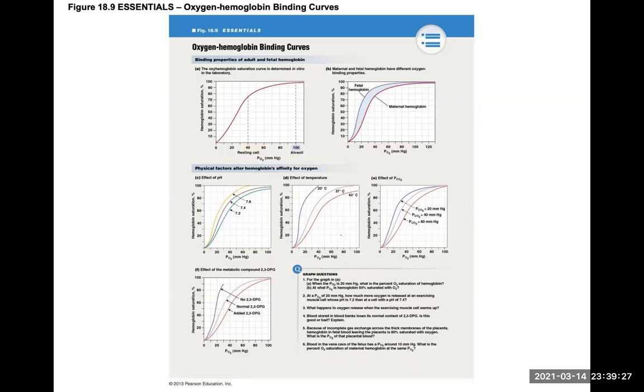Hemoglobin demonstrates cooperative binding properties, meaning as one oxygen binds to the molecule, it causes a conformational or shape change, and it makes it easier for the next one to bind, and so on and so forth. So the first oxygen molecule that became bound to the hemoglobin was the hardest one. The last oxygen that was bound to a hemoglobin molecule was the easiest one. During the unloading process, it's easier to remove the first oxygen, harder to remove the second, and then harder to remove the third, and so on and so forth.